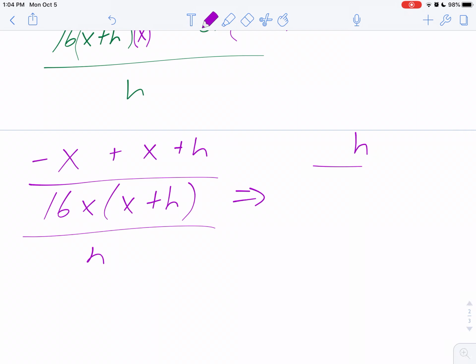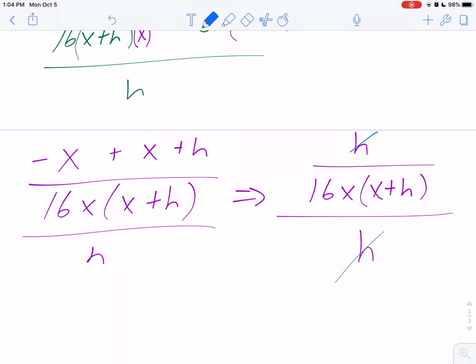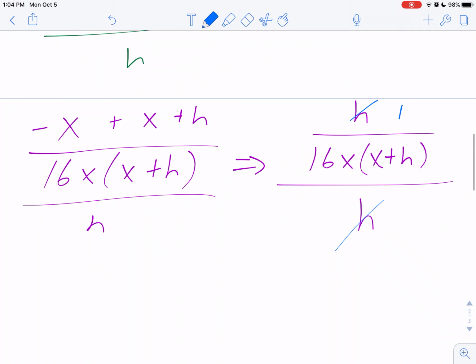This becomes h over 16x times x plus h, all over h. And for those of you that really love fractions and remember all your rules, these h's actually cancel off. You just have to put a 1 on top, though. And that's the answer MyMathLab wants.